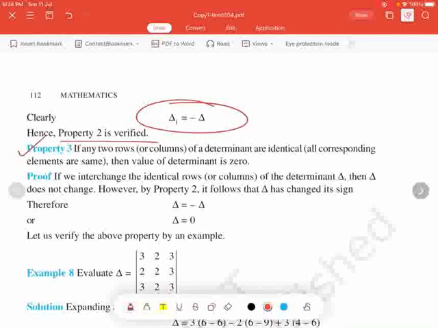Now next, property number 3. In property number 3, if any two rows or two columns of a determinant are identical, are the same, then the value of the determinant is 0.